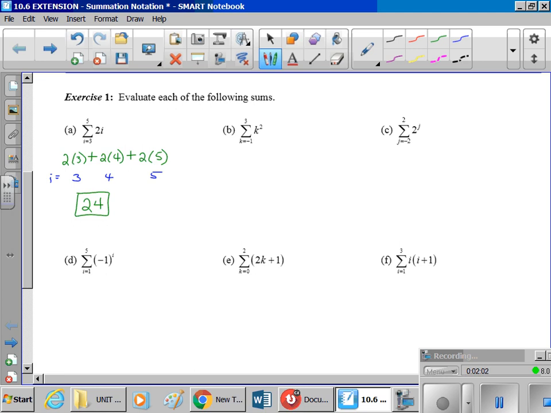Again, with k equal to negative 1 to 3, which means it's going to be negative 1, 0, 1, 2, and 3. So there's 5 terms of this series, and it's k squared. So it's going to be negative 1 squared plus 0 squared plus 1 squared plus 2 squared plus 3 squared. Add them all up. Again, we're not going to waste time with the addition. 15.